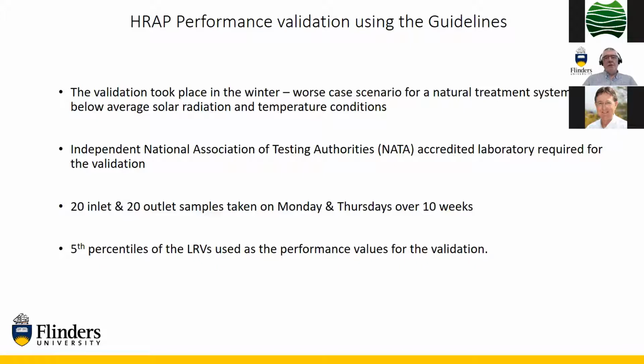As I said before, we were just running the system. It was done by an independently accredited lab, and it's done by taking 20 inlet and 20 outlet samples. It's taken on Mondays and Thursdays to take into account any differential flow or differential activities within the communities over a week, and it's over a 10-week period. And then, as I say, the fifth percentile log reduction values are determined as the performance value for the validation.